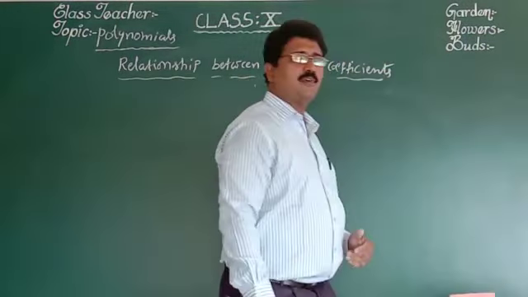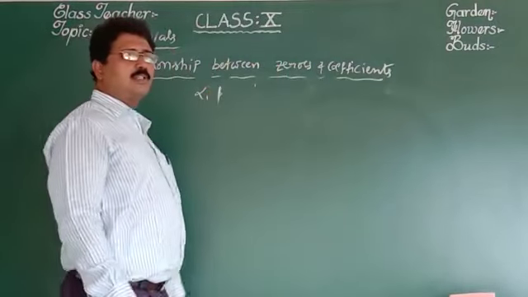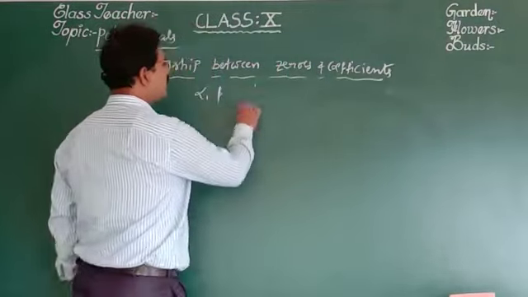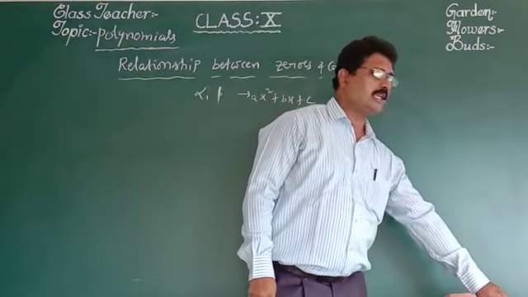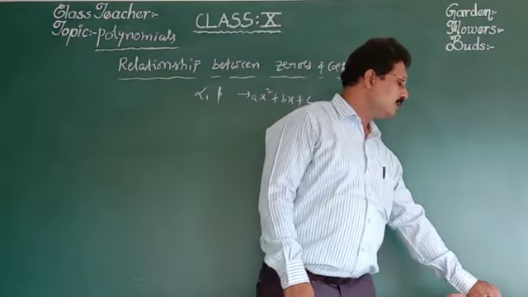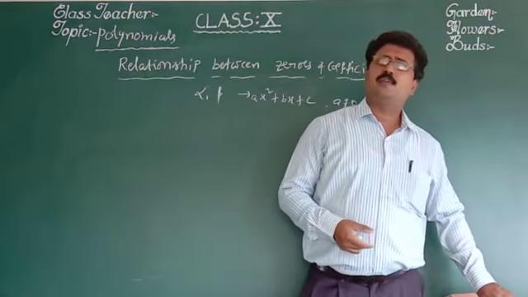In general, suppose alpha, beta are the zeros of the given polynomial ax square plus bx plus c, where a is not equal to 0. Now here you see that suppose alpha, beta are the zeros of the given polynomial.